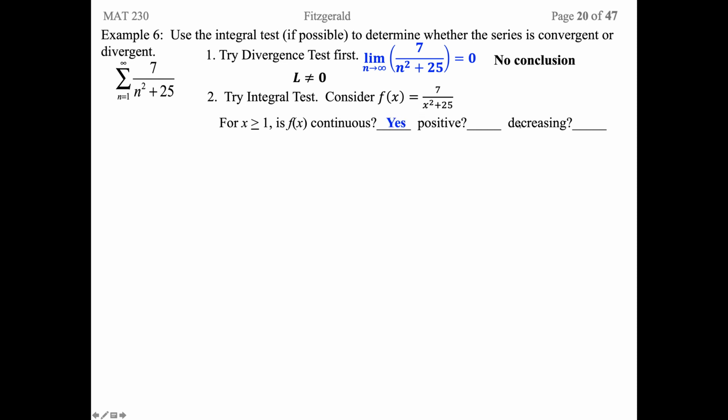So it's continuous. Is it positive? Yes, because all your x's are going to be 1 or greater. Is it decreasing? Yes, the bottom's constantly getting bigger. The top stays the same, so that's decreasing. We can see that. All right, so we write our improper integral. We change it to our limit notation.